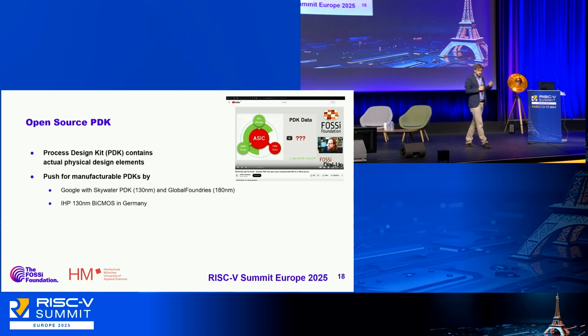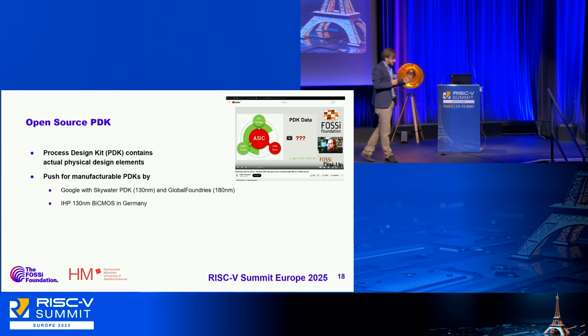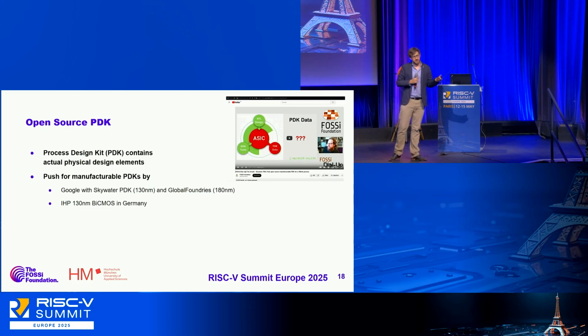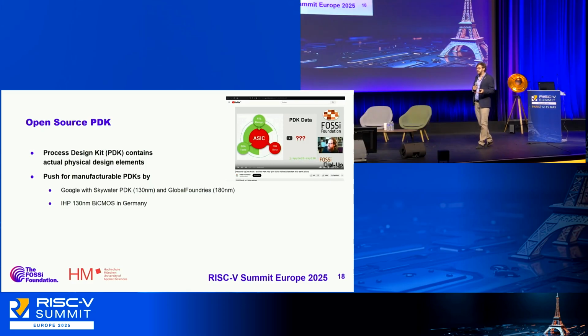The last thing is the open source PDKs. It was great to see that Google invested heavily in this in 2020. They pushed for easy access to chip design. They worked together with SkyWater Fab and created a 130 nanometer PDK. In Europe, the IHP Fab in Eastern Germany later came out, I think 3 years ago, with their 130 nanometer BiCMOS process.